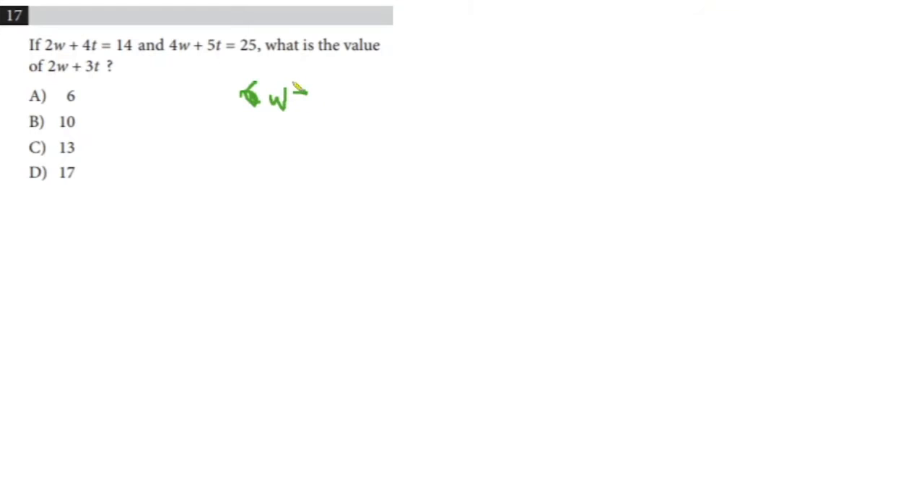But if you see that you add them together, you get 6W plus 9T equals 39, which is 3 times what they're asking for. So we take a third of that, and we get 2W plus 3T equals 13. And then 13 is our answer. You can't really plug the answers back in very well because it is 2W plus 3T.